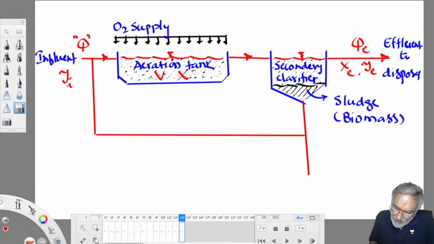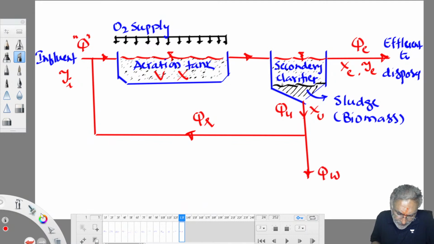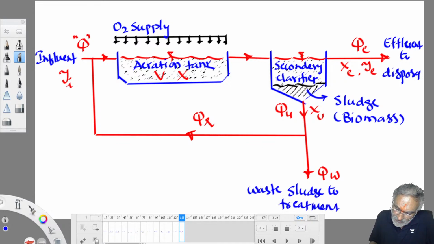Okay, and some organisms settle down at the bottom as sludge. So this sludge is withdrawn from here. So QU amount of sludge with concentration XU is withdrawn. Out of that, QR amount of sludge is taken back to the process and QW amount of sludge goes to treatment. This sludge is here now. This will go to treatment, sludge to treatment. This is called waste sludge. Waste sludge to treatment. So a portion of the sludge is recycled and a portion of the sludge is returned back to the process.